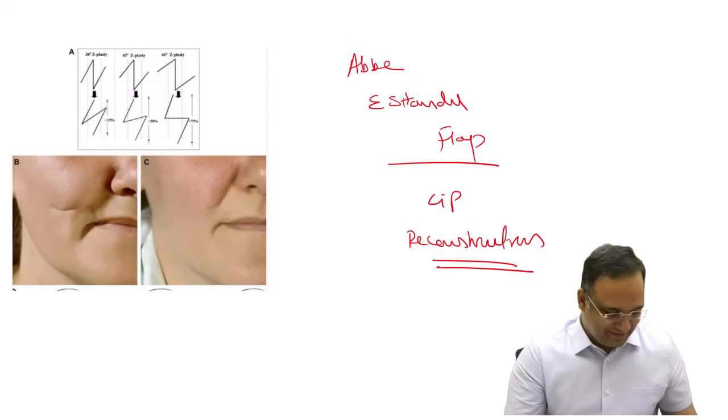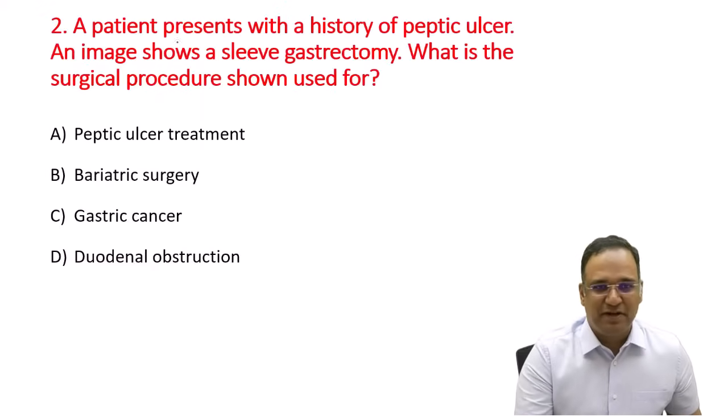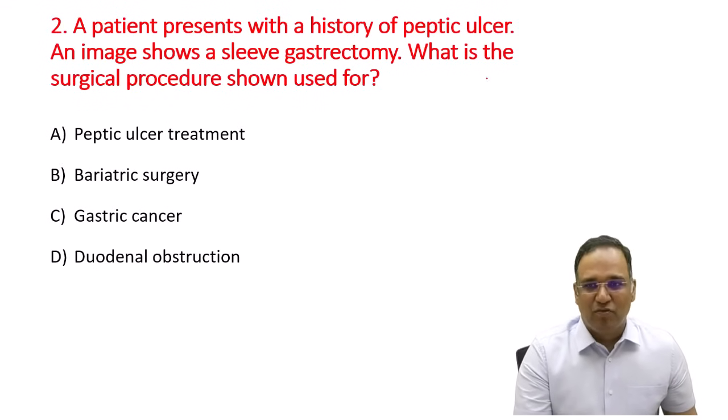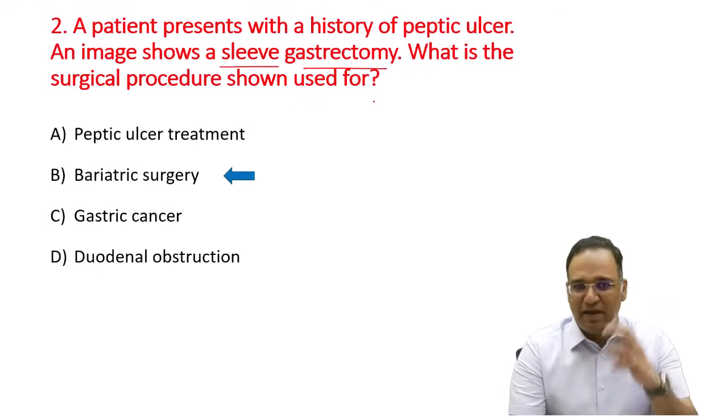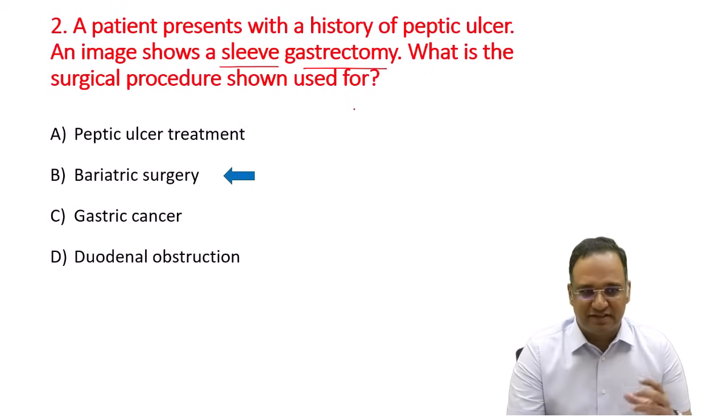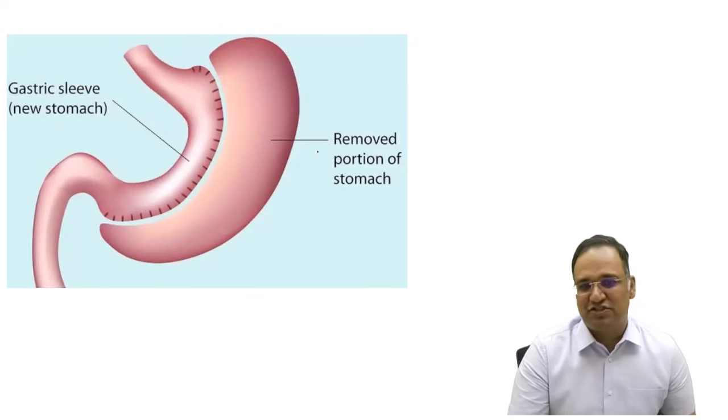Okay? Yes. Second question. A patient presents with a history of peptic ulcer and an image shows sleeve gastrectomy. What is the surgical procedure used for? I don't know what image was given. If the words sleeve gastrectomy are used, the right answer is that this is a part of bariatric surgery. The history of peptic ulcer disease, I don't know what the correlation is here. Bariatric surgery is a weight reduction surgery, and sleeve gastrectomy is one such procedure.